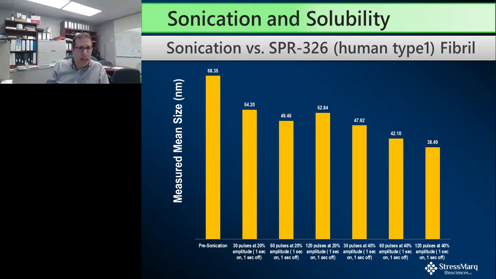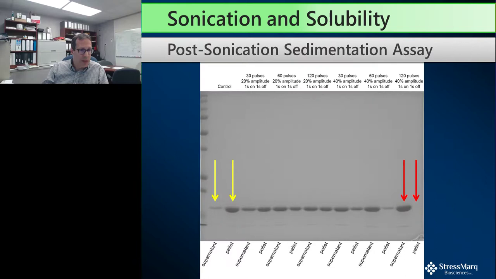Now, if we look at this in a bar graph format, we can see more or less what we'd expect, sort of a linear relationship: as we increase the time and/or power of sonication, we decrease the size of the fibrils. That's well known and well understood. The question is, was anything else happening? What was happening to the solubility of these fibrils?